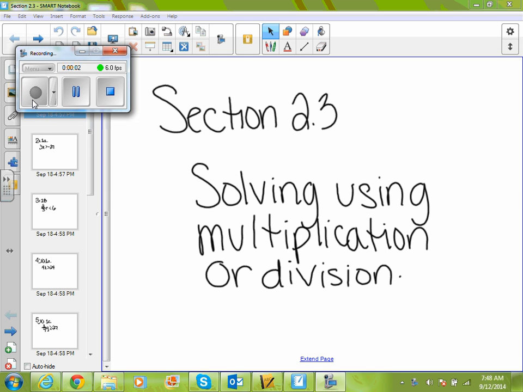For today and tomorrow, we're going to be going over section 2.3, which is solving inequalities using multiplication or division. These are very similar to solving equations with an equal sign, except that we have our inequality symbols.